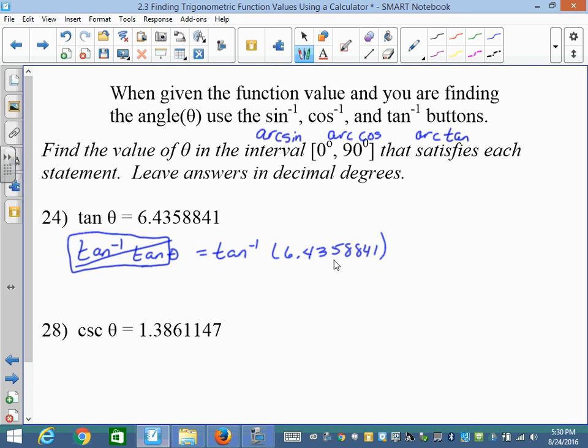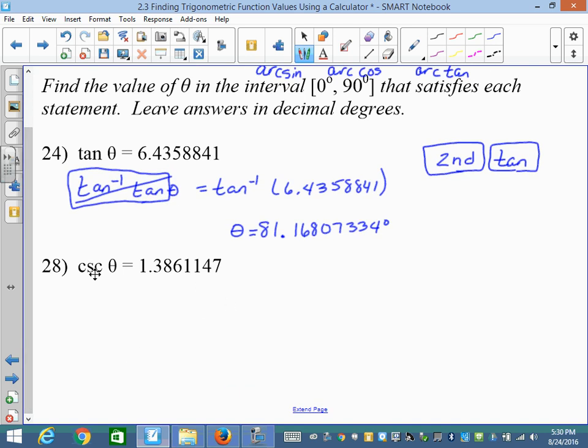Then you're going to plug this into the calculator by doing second, tan, and that should give you the arc tangent. When you do that on this one, you'll get 81.168073334 degrees. Don't forget your degree symbol. So theta equals that.